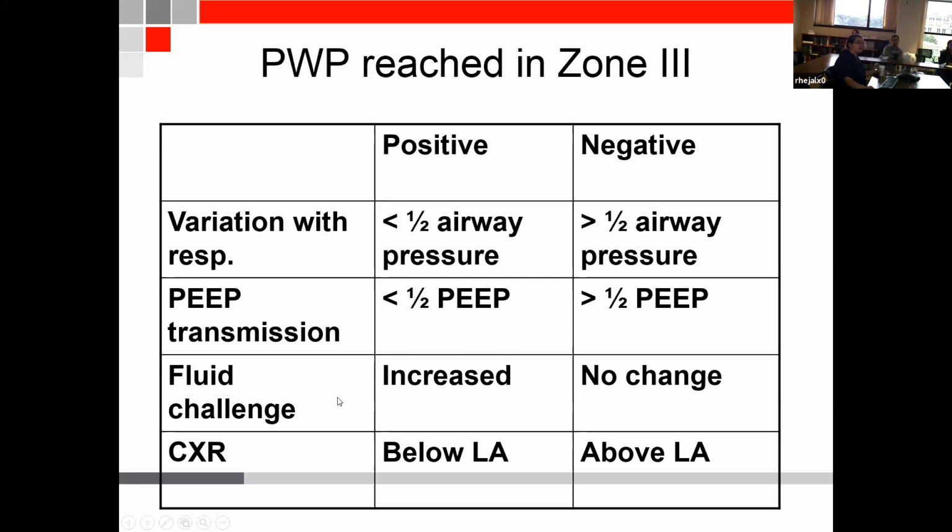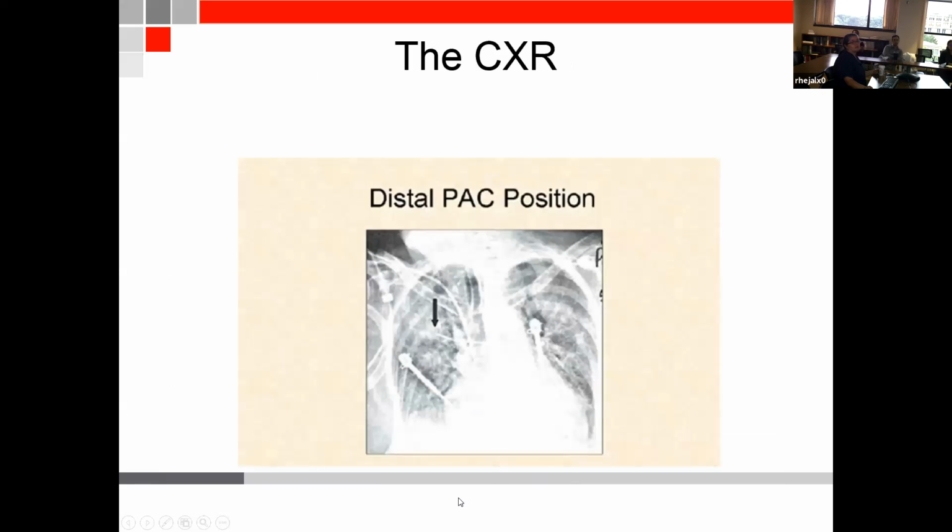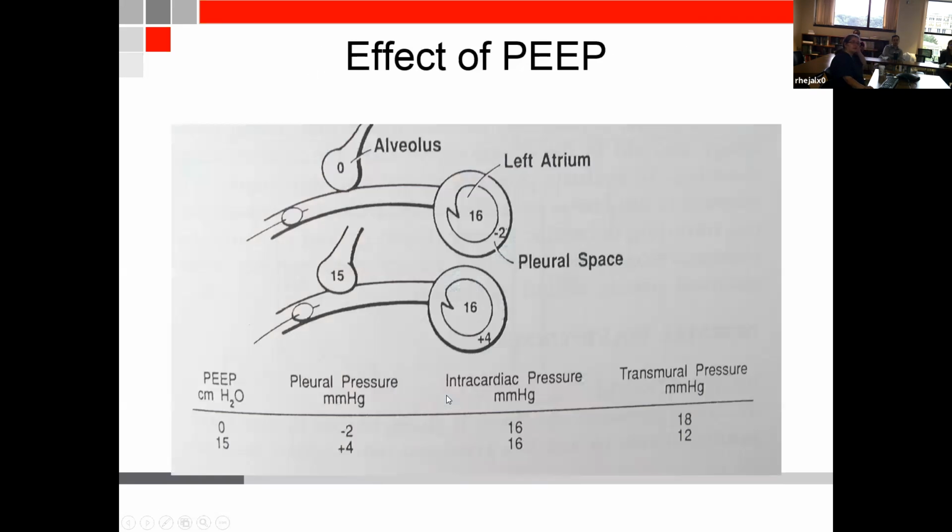When you give a fluid challenge, usually the wedge pressure increases and there's no change in the underwork. And lastly is your chest X-ray, where you are above the atrium if you are not in zone 3. In zone 3, you have to be below the atrium at all times, radiographically that is.